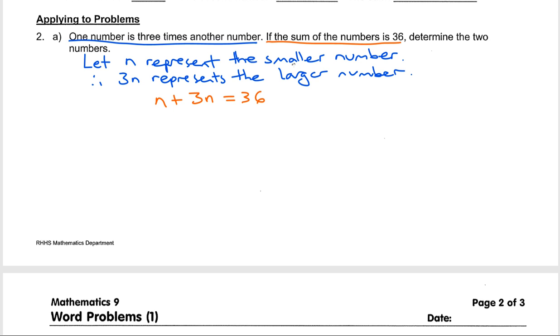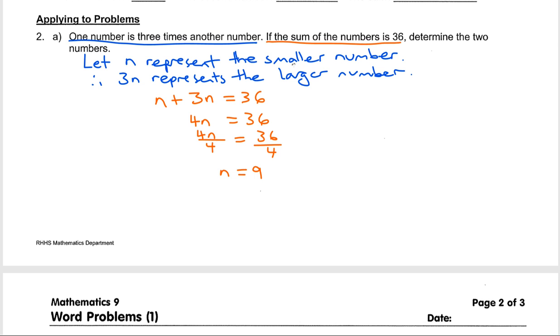Okay, and it's asking us to find the two numbers. So this is an equation. We know how to solve this. n plus 3n, collect the like terms, you get 4n. 4n is 36, so we can divide both sides by 4 to figure out what n is. And we get n is equal to 9.